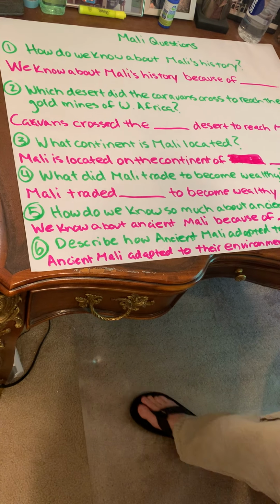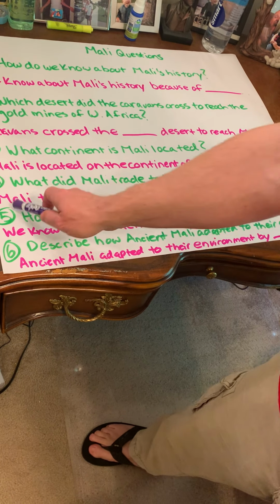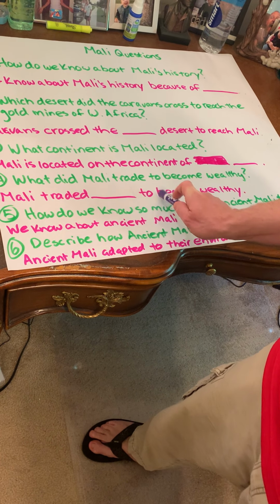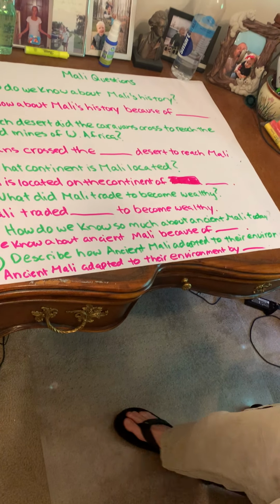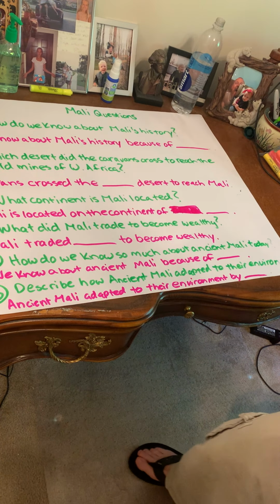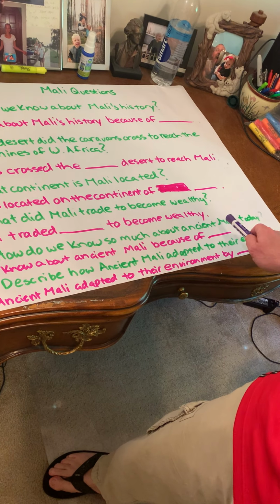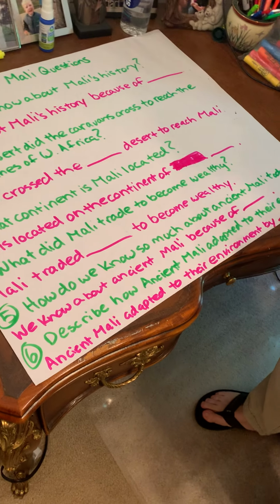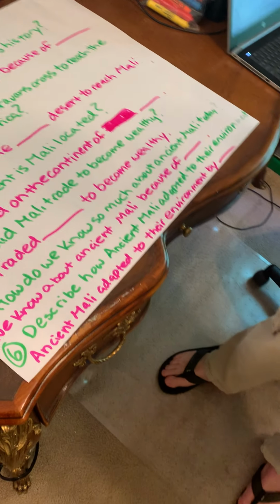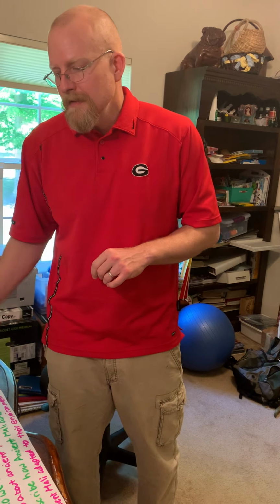Number 4. What did Mali trade to become wealthy? Answer. Mali traded blank to become wealthy. Number 5. How do we know so much about ancient Mali today? We know about ancient Mali today because of what? And then number 6, describe how ancient Mali adapted to their environment. Ancient Mali adapted to their environment by doing what? And we just read through 3 examples.